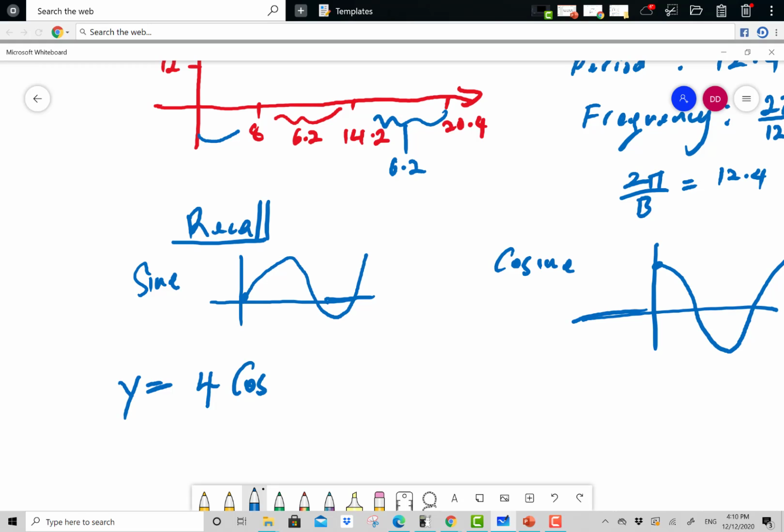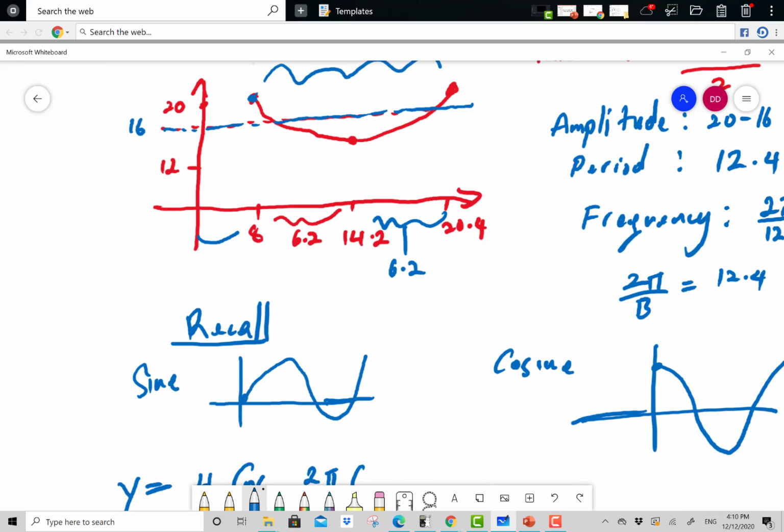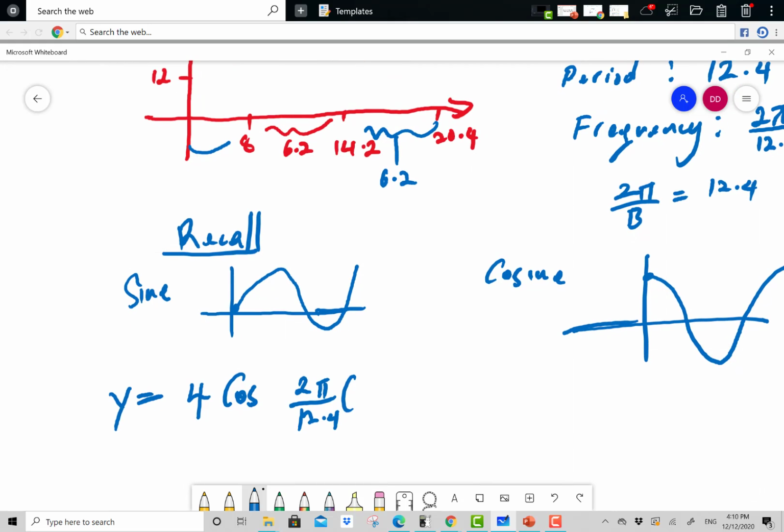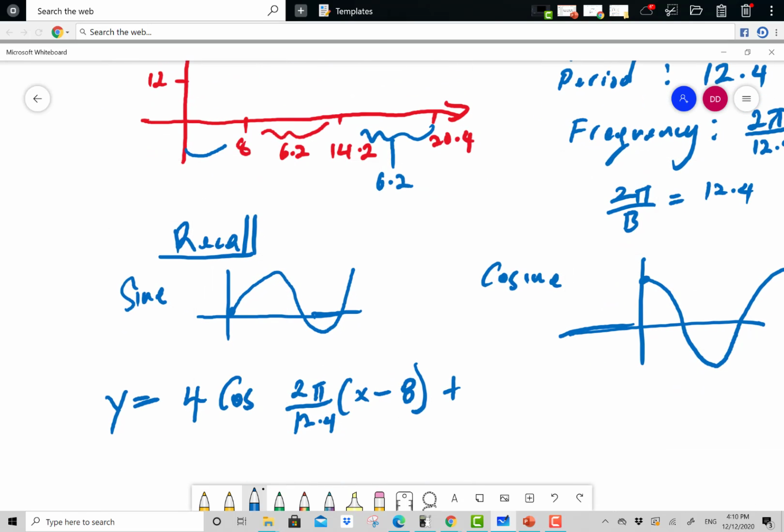Now I know the period was 12.4, so my frequency is 2π divided by 12.4. Once I have that, I need a horizontal translation. Since the horizontal translation is to the right, I am going to have x minus 8, plus my midline, which is 16. So that's going to be my cos representation of the graph.